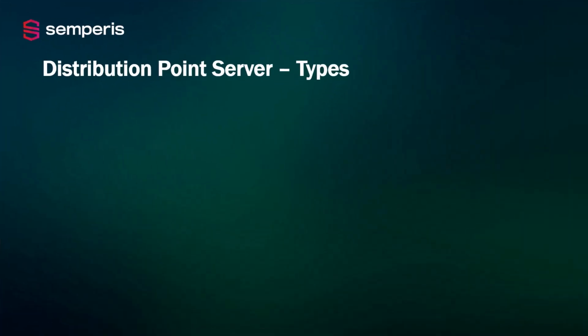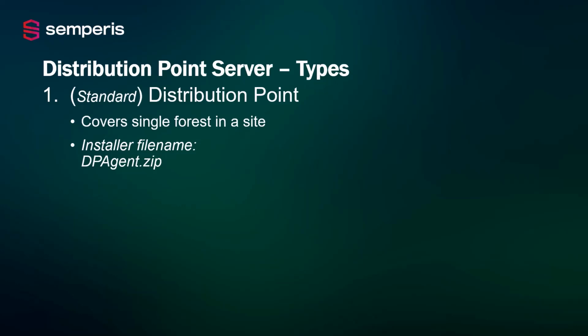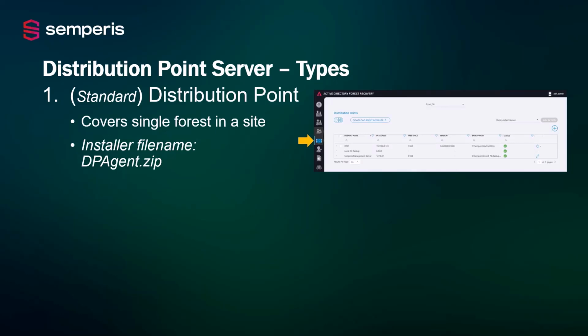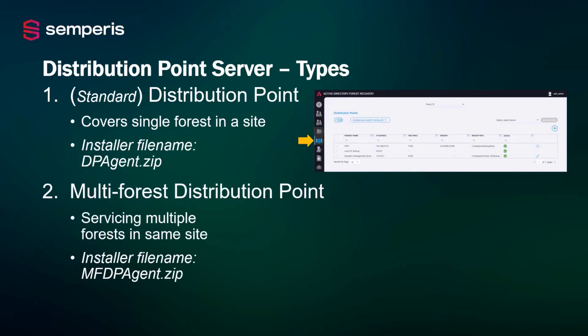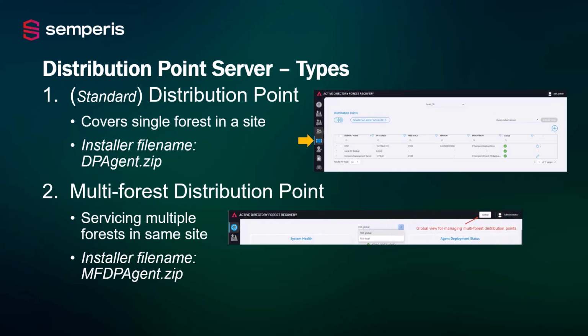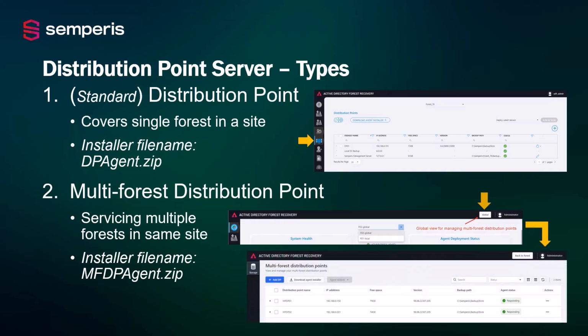ADFR supports two types of distribution points. A standard distribution point is designed to support a single forest within a specific site. Its installer is named dpagent.zip, and it can be managed through the Distribution Points tab in the main menu for the respective forest. In addition, multi-forest distribution points are designed to support multiple forests within a given site. The installer for this type is named mfdpagent.zip. These servers are managed from a dedicated interface, accessed via the global button in the header, as they apply across all forests managed by ADFR.